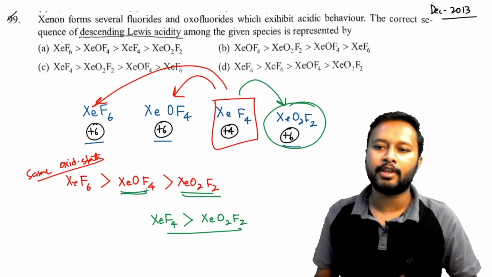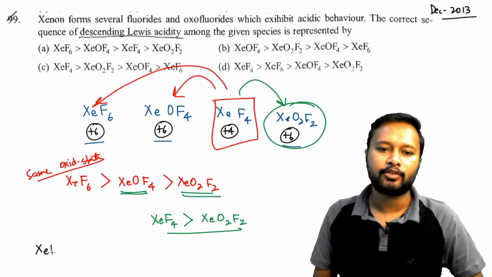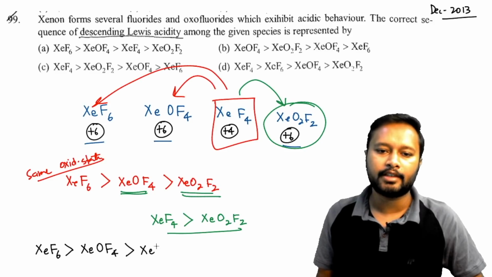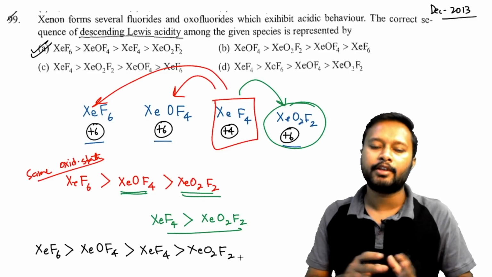Okay, so what should be the final order of the answer? The answer should be XeF6, then XeOF4, then comes your XeF4, and then comes your XeO2F2. So the correct answer should be option number A. This is how you have to check it out.